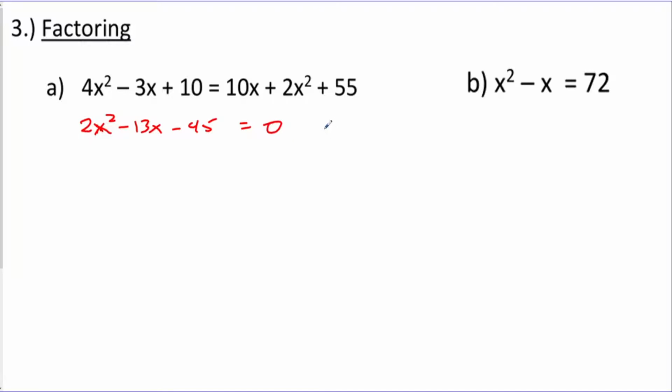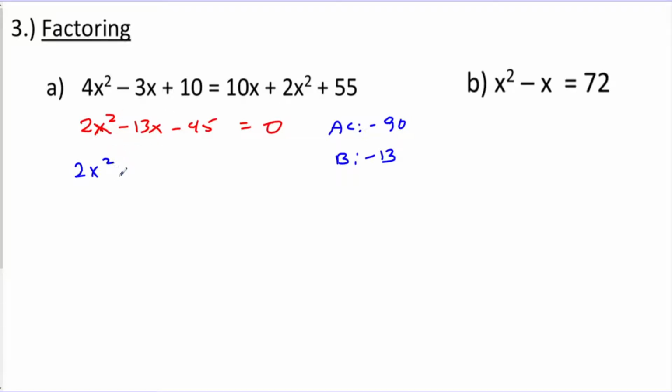If I'm going to factor this, I'm going to say my AC value is negative 90. The B value that I have in the middle is negative 13. So my job is to find numbers that multiply to negative 90 that add up to negative 13. And in this case, those values are negative 18 and positive 5. So I'm going to say 2x squared.